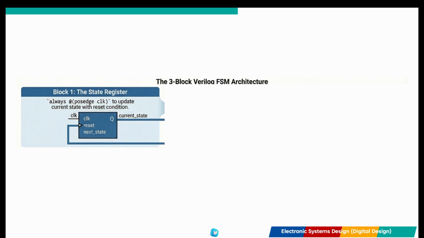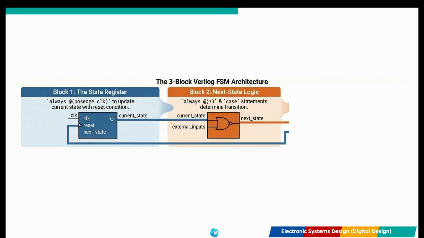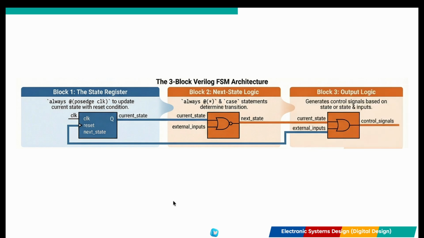The first one is the state register, an always posedge clock block using non-blocking assignment that simply updates the current state to the next state at every rising edge. The next state logic, a combinational always block that uses a case statement. It looks at the current state and the inputs to evaluate what the next state should be. And the output logic block, another combinational block or assign statement that turns output signals on or off depending on the active state, and inputs if it is a Mealy machine.